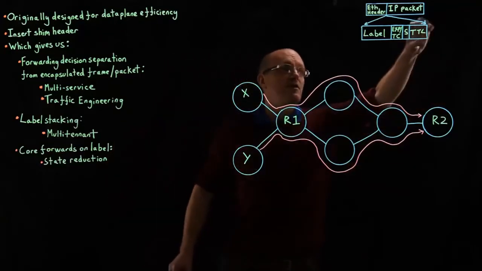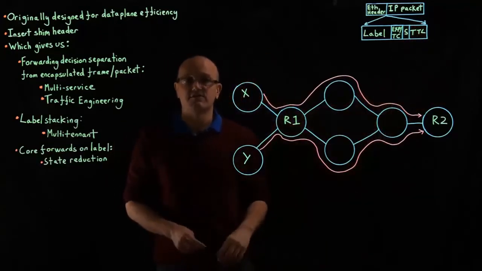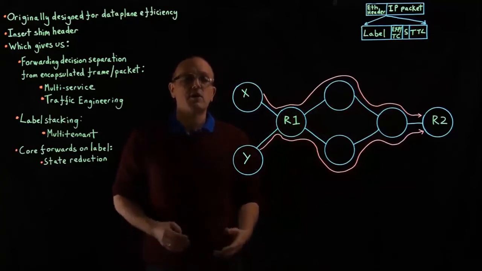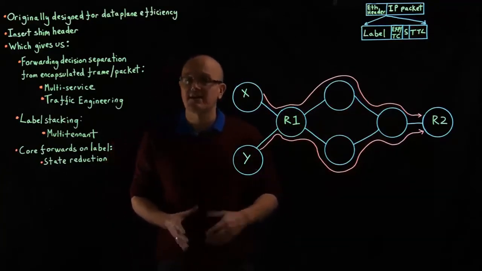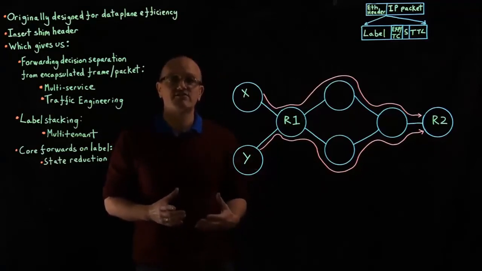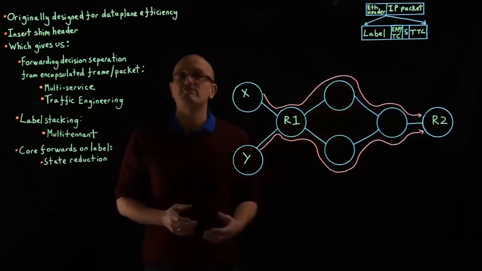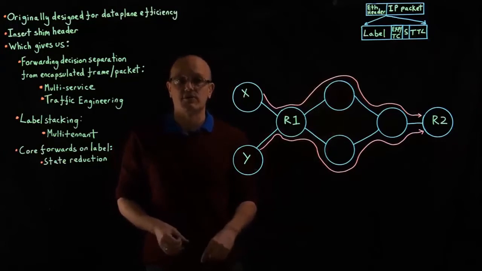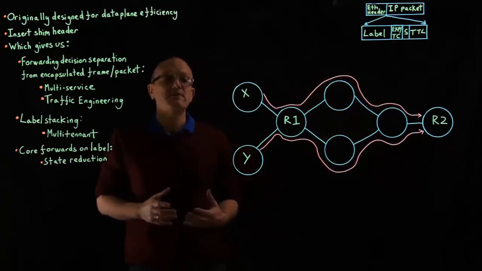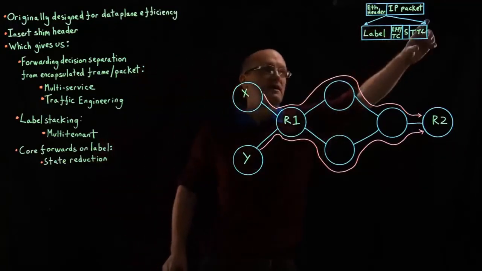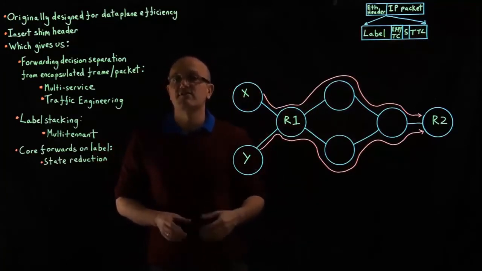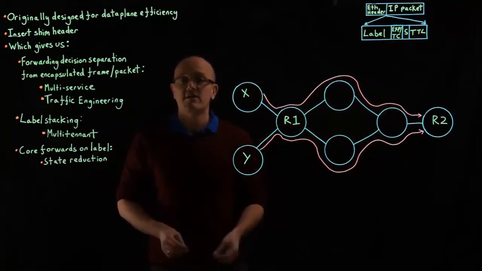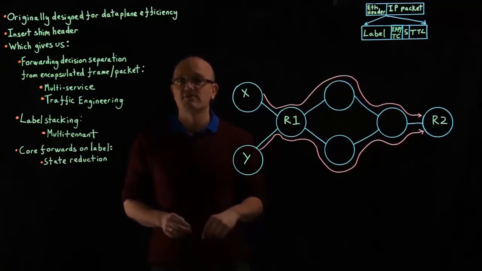And then finally, we have the TTL field, the time to live field, which is performing the same purpose as the TTL field in the IP header, i.e. we're preventing the consumption of bandwidth when routing loops exist within a network. So now that we've taken a look at the MPLS header in a little bit more detail, let's examine some of the benefits that the use of this MPLS shim header brings to a service provider environment.